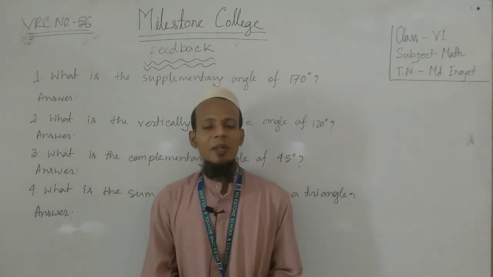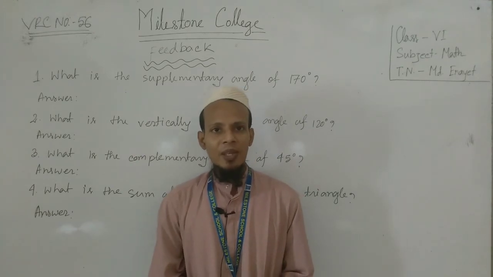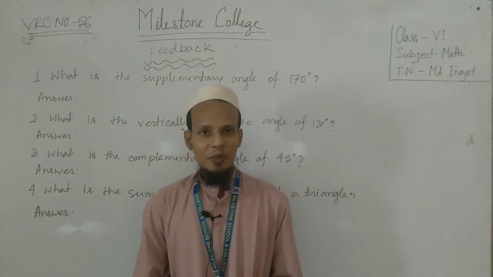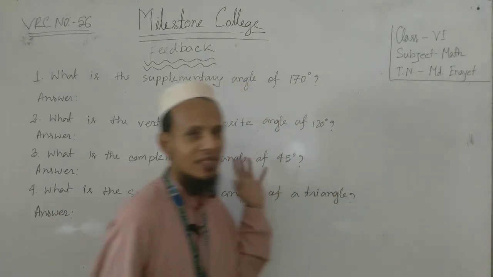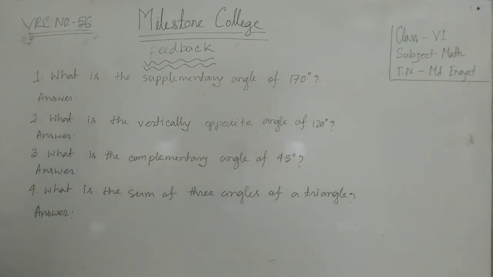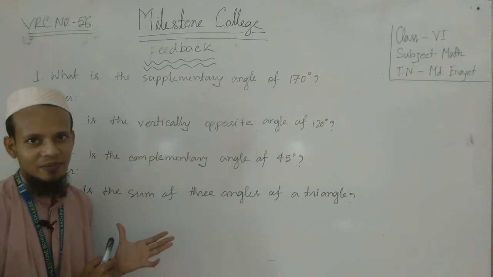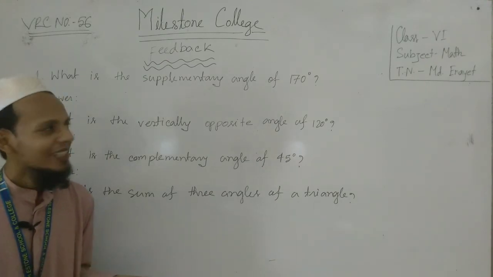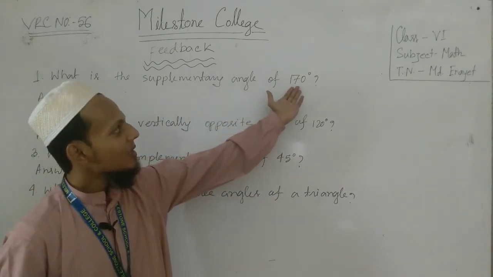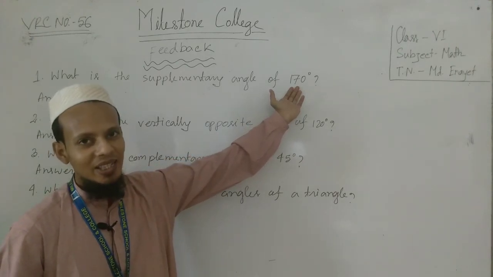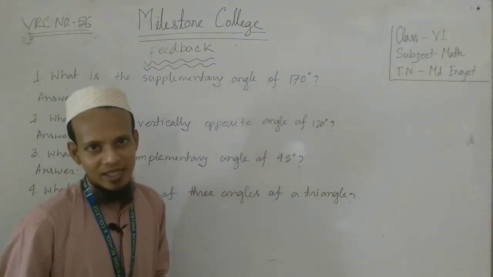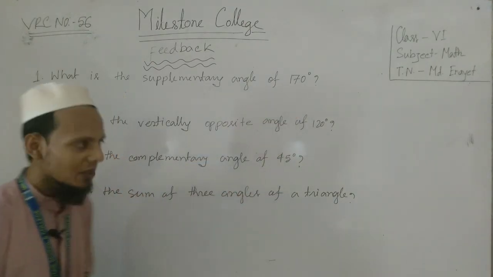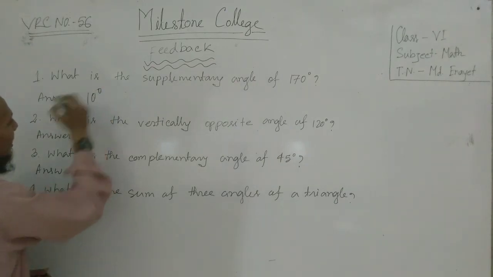My dear students, now it's time to take some feedback from your side. I hope all of you have understood today's class properly and all of you will be able to answer my questions properly. So my dear students, here are the questions. First question is, what is the supplementary angle of 170 degree? So one of the supplementary angle is 170 degree. So sum of two angle is 180. So another one will be only 10 degree. Isn't it, my dear students? Thank you for your correct answer. It will be 10 degree.